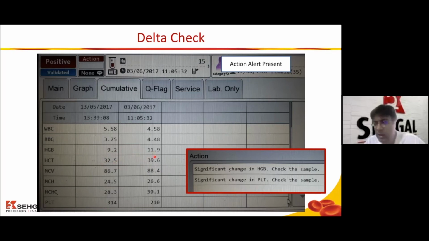This becomes very critical in ICU samples where patients are improving or deteriorating. It becomes significant to identify errors, typically pre-analytical errors, for example where there is an IV line collection and a sudden fall in hemoglobin, where the morning and evening samples showed a sudden change. So before you release the result, you are already alerted that there is a delta check alert or an action alert present.